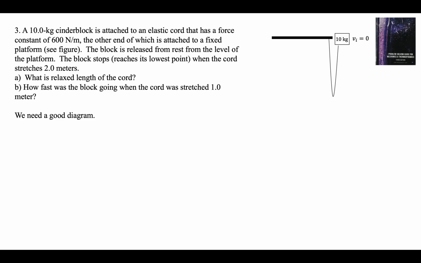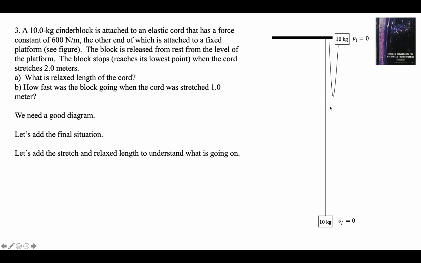There's the good diagram, but let's add the final situation because we have to see what's going on. It really helps. So there's the mass, it's at rest. The cord just stopped it. The cord is stretched some 2 meters and it fell some distance before it became taut, and we don't know what the relaxed length of the cord is.